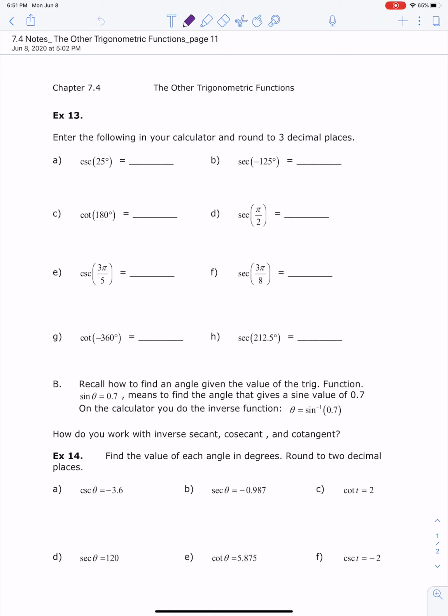Okay, not much for me to do for you here, but to remind you about some of the reciprocal functions. So hopefully you have your calculator handy. The one thing that I would suggest is to double check, make sure you are set to degrees or radians, depending on the problem.